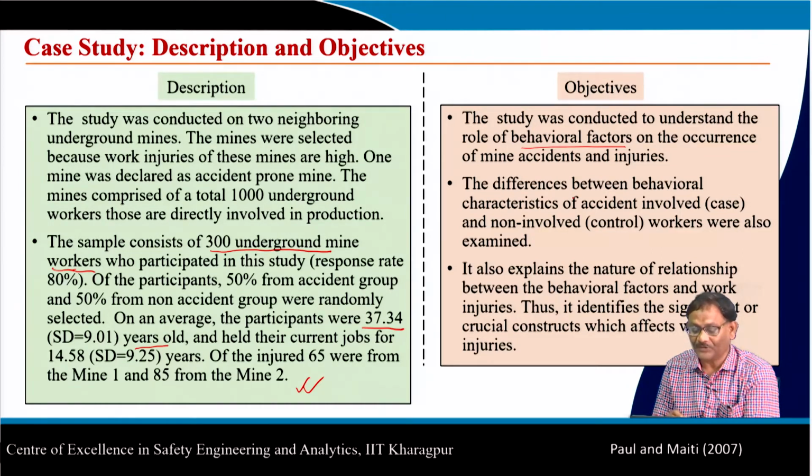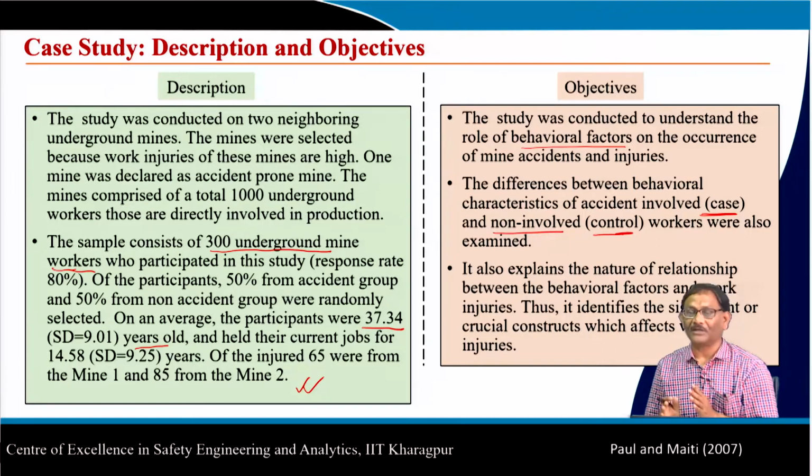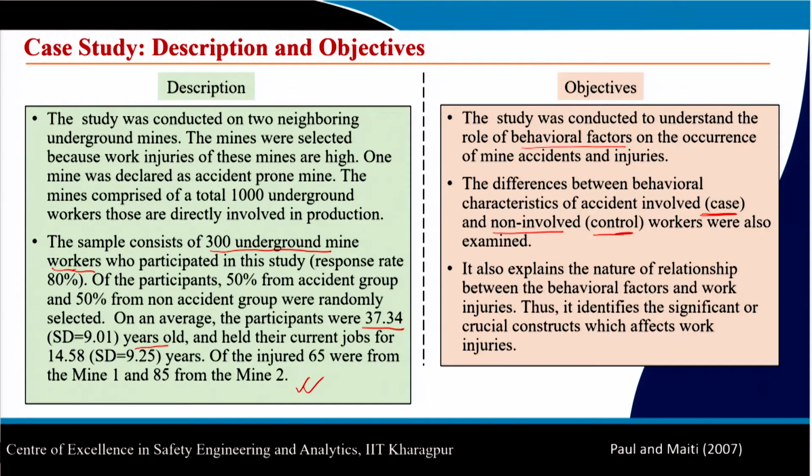Here, we were examining the difference between behavioral characteristics of the accident-involved, that we call cases, and the non-involved, who are controls. We created two groups of workers, one accident-involved group and another non-accident-involved group, meaning no accident exposure. Based on the frequency matching methodology, of the 300 participants, 150 are from the accident group and another 150 from the non-accident group. This is somewhat a case control study.